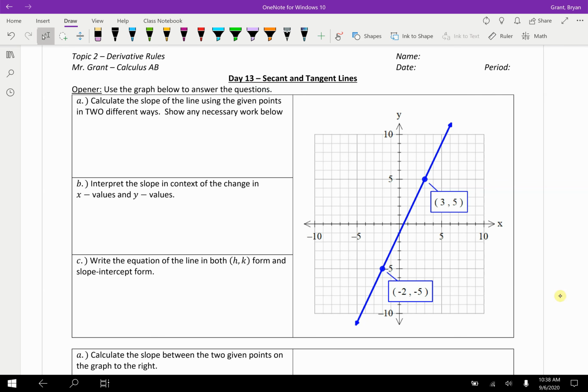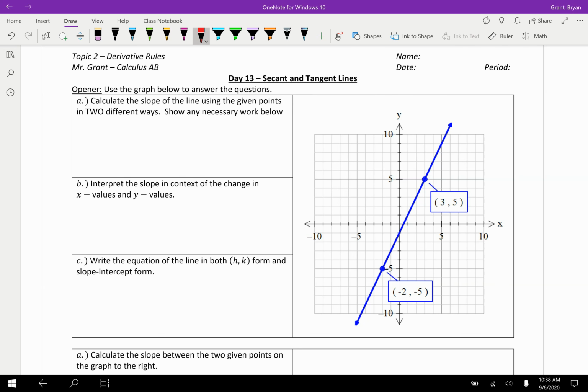You also might notice that this is day 13 and the last video was day 9. You're like, whoa, what did I miss on 10, 11, and 12? Nothing. Days 10 and 11 were a review for your exam, and day 12 was the actual exam. So now we're on to day 13, our new topic. Let's get to it.